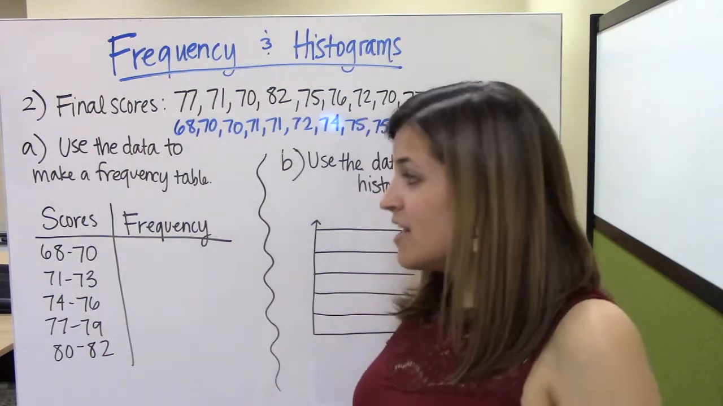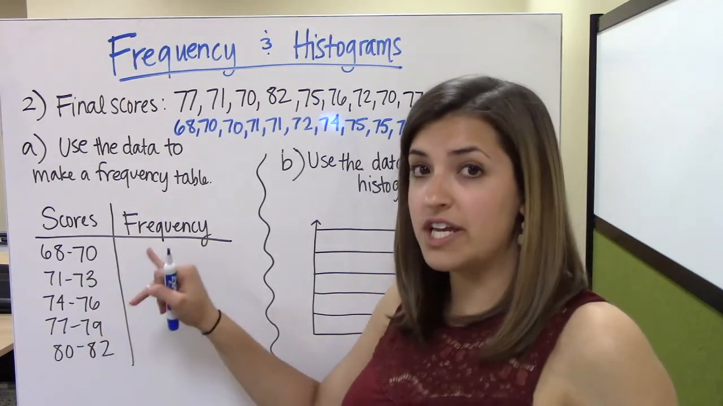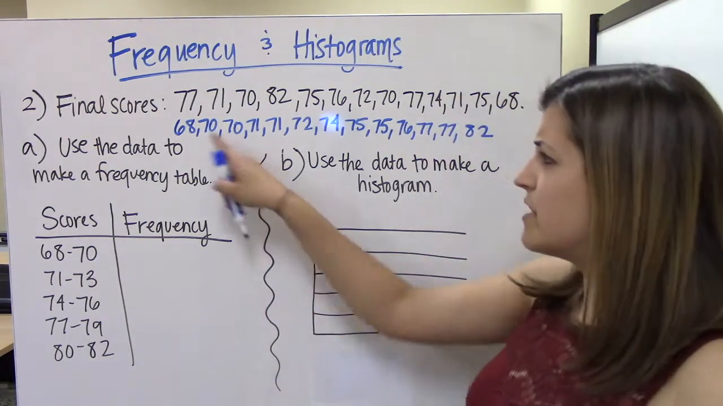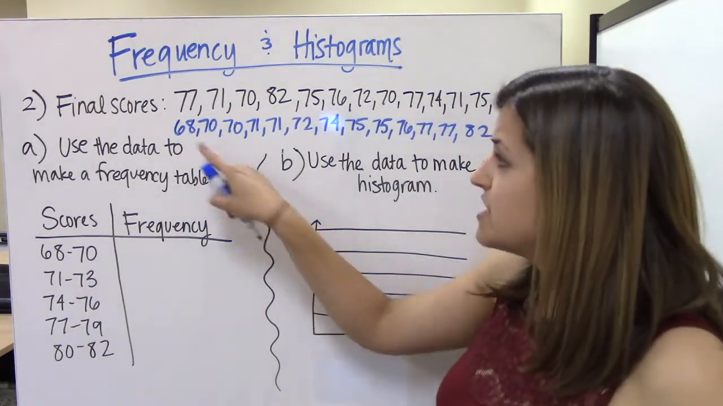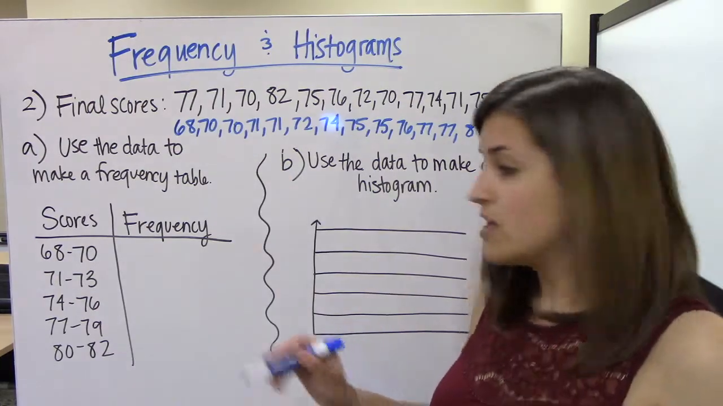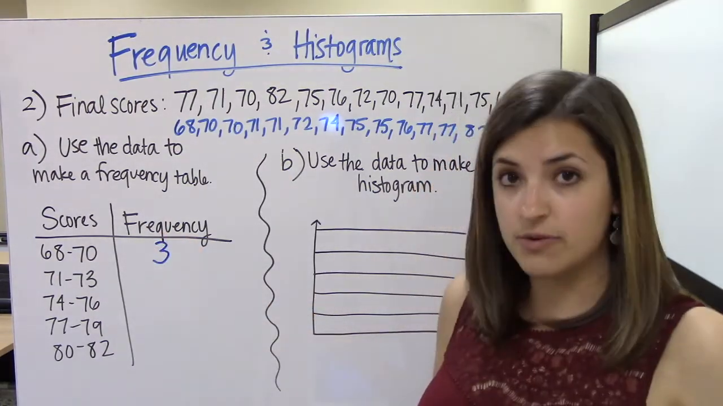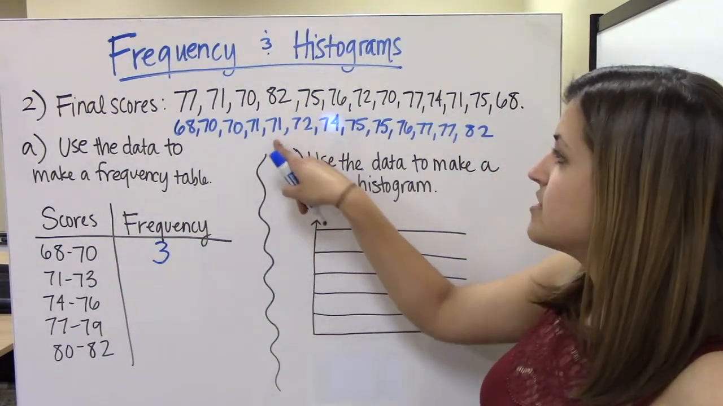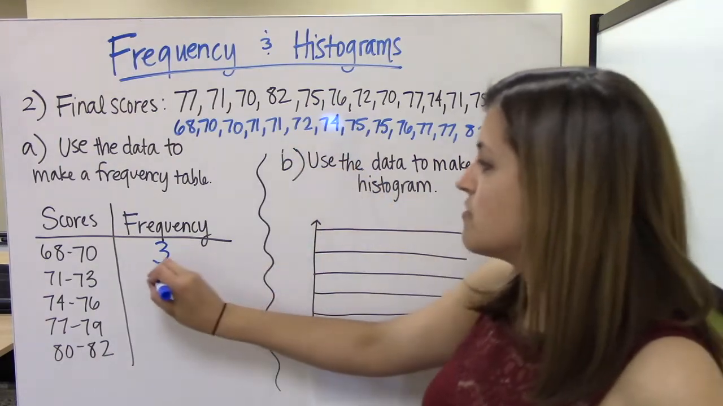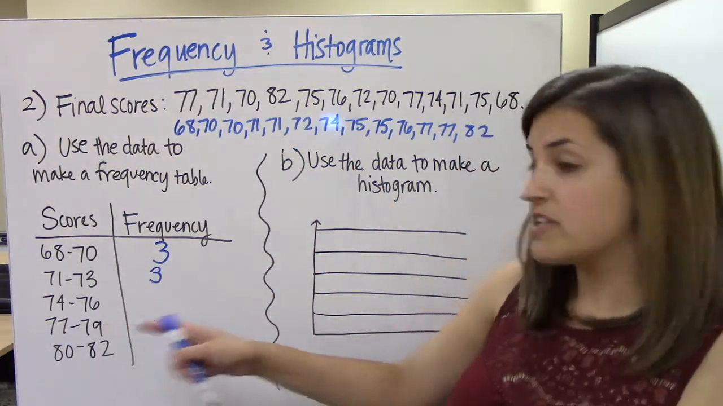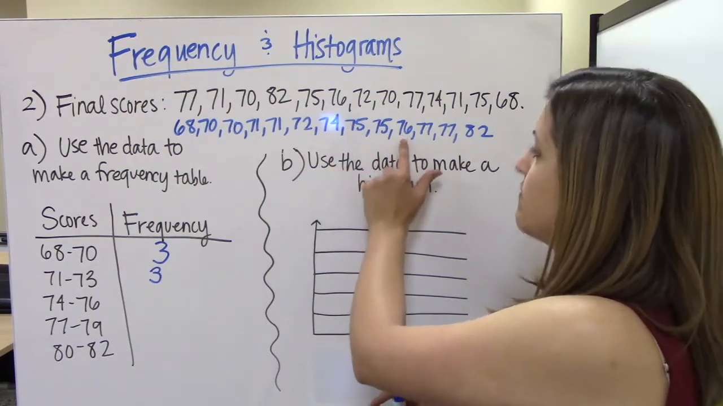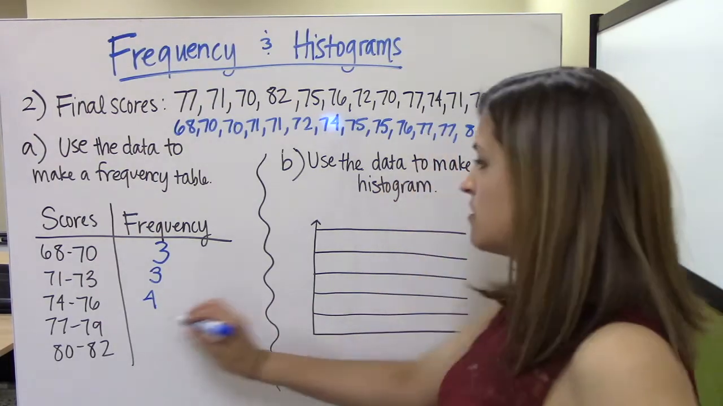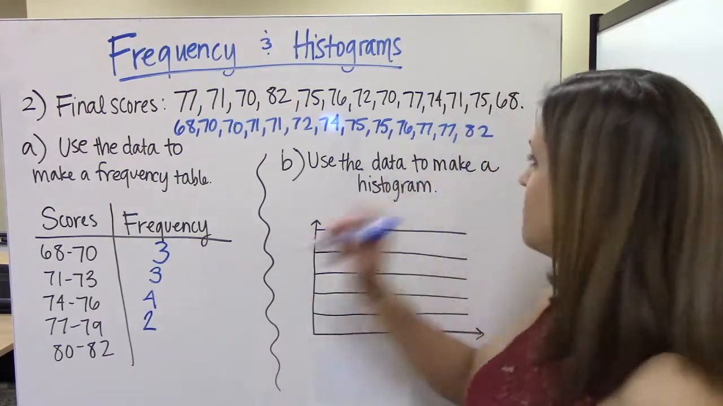All we have to do is count up how many scores are in each interval. From the interval 68 to 70, how many scores do we have in that interval? Well, we have 68, 70, and 70. So that's 3. I would put a 3 here for frequency, or how many times they occur. For 71 to 73, I have 71, 72, 71, and 72. So that's 3 again. For 74 to 76, I have 1, 2, 3, 4. 4 scores. For 77 to 79, I have 1, 2, and for 80 to 82, I have 1.